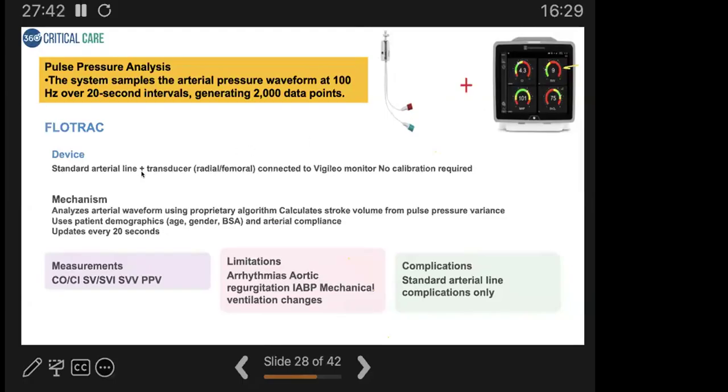Okay, so it measures the cardiac output using pulse pressure analysis, where the system samples the arterial pressure waveform at 100 hertz over 20-second intervals, generating 2000 data points. And all you need is a standard arterial line and a transducer connected to a Vigileo monitor, and no calibration required. So it measures most of the cardiac indices, like cardiac output, cardiac index, stroke volume index, and SVV and PPV. The main limitations are arrhythmias, aortic regurgitation, IABP, and mechanical ventilator changes. Only arterial line related complications are expected in this device.